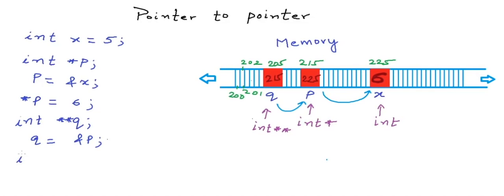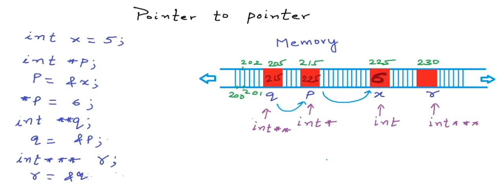Let's say we want to declare a pointer to pointer to pointer. So int asterisk asterisk is pointer to pointer, and we will put 1 more asterisk. We can put these 3 asterisks immediately after the keyword int, or immediately before the variable name, like we have done in the case of q here. Let's say we define r as int star star star, and r gets the address 230 in memory. Now r is of type int asterisk asterisk asterisk, so it can store the address of an int asterisk asterisk. So it cannot store the address of x or p. Only a statement like r is equal to ampersand q will be valid.